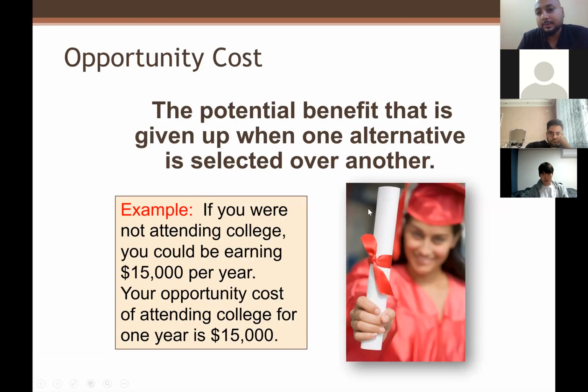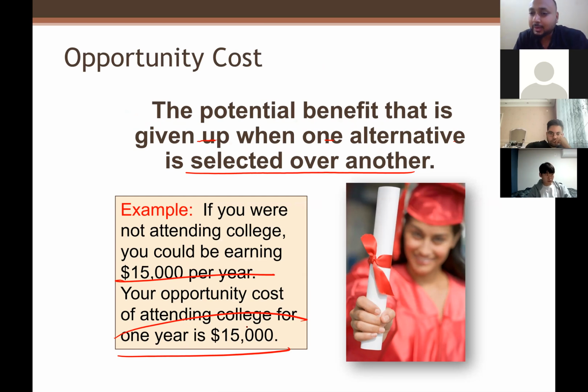Opportunity cost is the potential benefit that is given up when one alternative is selected over another. So example, if you were not attending college, you could be earning 15,000 per year. Your opportunity cost of attending the college is 15,000. Understand?